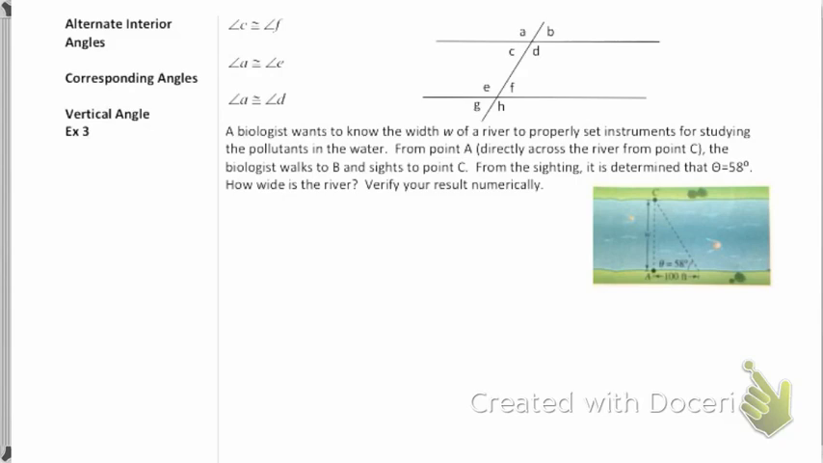Alternate interior angles. So over here it says angle C is congruent to angle F. Angle A is congruent to angle E. And angle A is congruent to angle D.